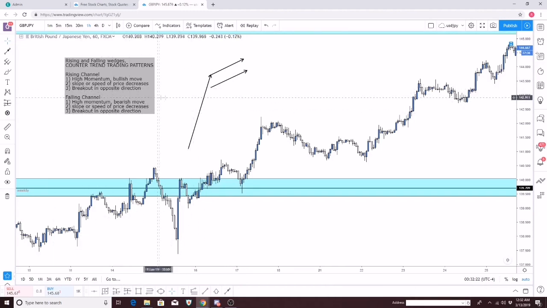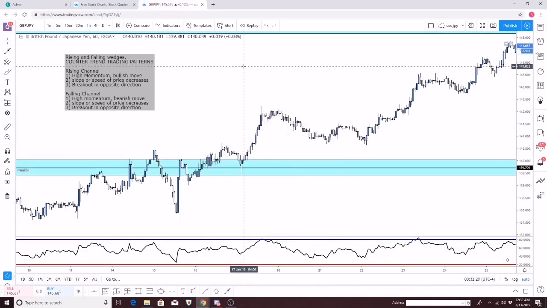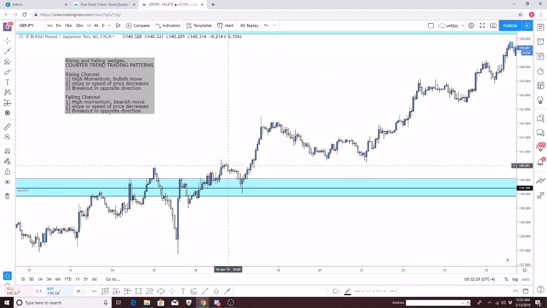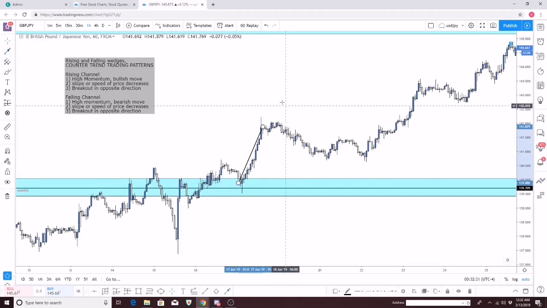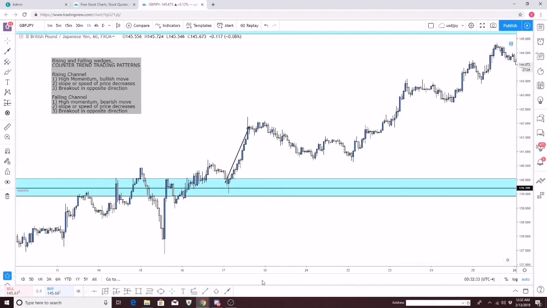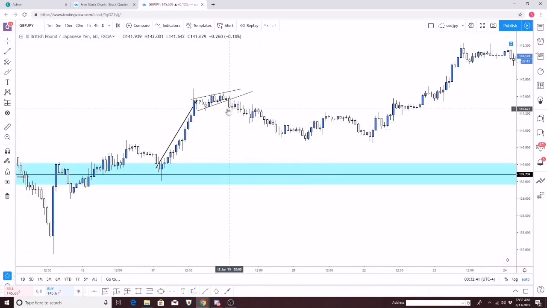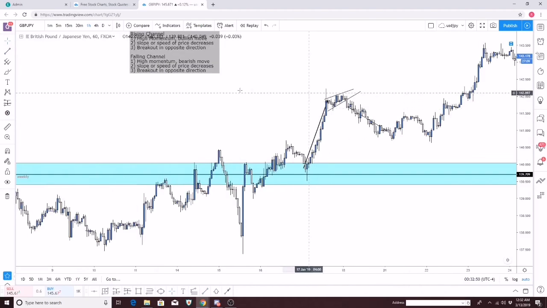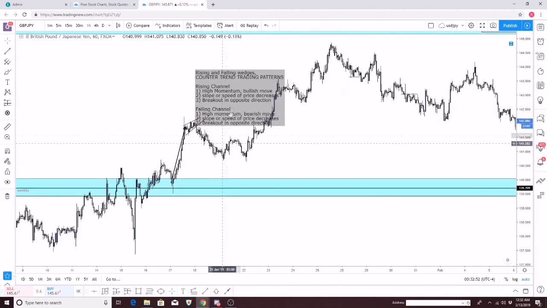Now a falling channel is a little bit opposite. So I already see a rising channel here, potentially one here. We had a big high momentum push here to the upside, then we had that rising channel right here, then we had that bearish engulfing candlestick that closed under. Notice it closed under the lows of all the previous candlesticks there. Then we had a breakout to the downside. So that was the one that played off correctly.